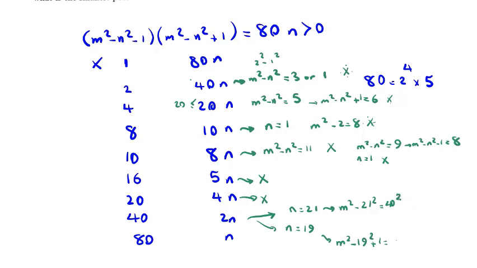Minus 40 squared plus 1, so it will be 161. It will be 441. And m squared for this case will be 0. 4 minus 10, 6. 4 minus 5, 1.